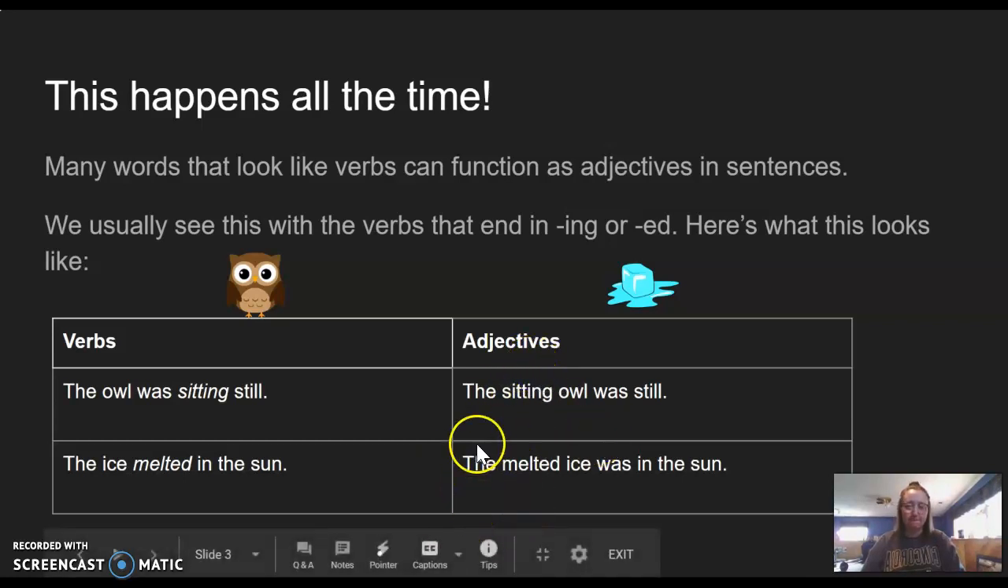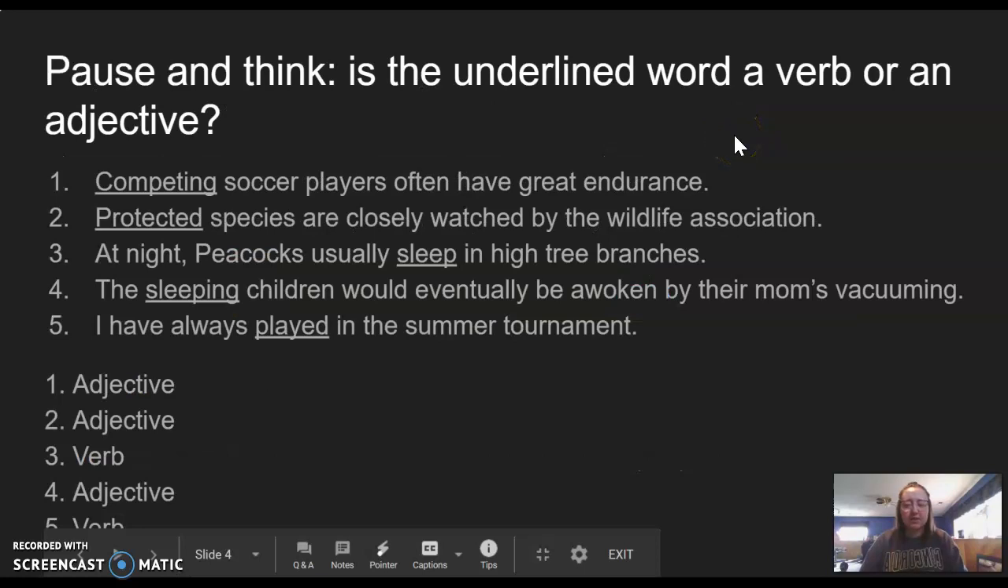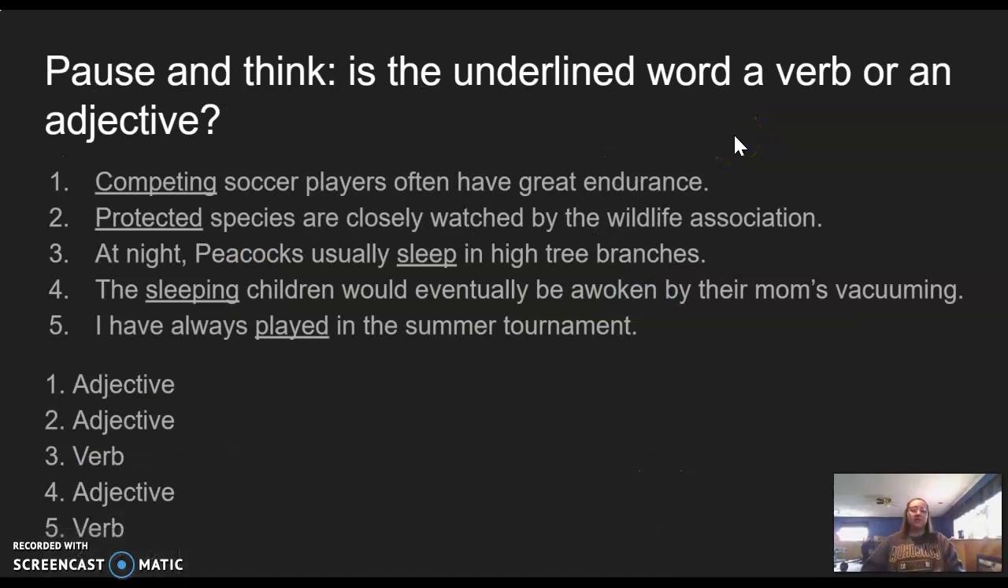And same down here. All right, so here's your pause and think already, just because that's all I have to teach you today. So if you look at the underlined word, and now I'm realizing that I've put the answers in the slide.